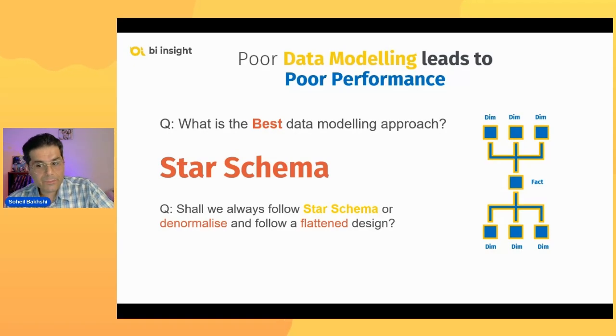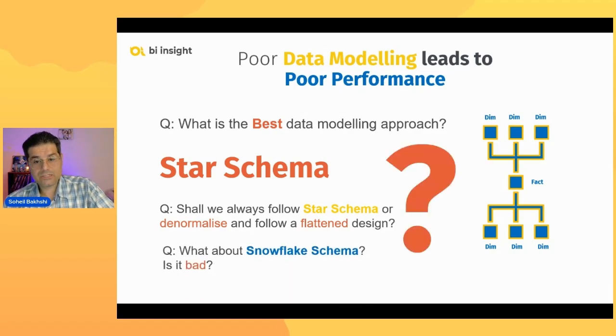So one fact in the middle and surrounded by dimensions. You usually have more dimensions and some other facts, and there are some other different approaches, different types of facts that you need to be mindful about. Next question is, shall we always follow star schema or denormalize and follow a flattened design? The answer is, it depends. It really depends on your scenario.